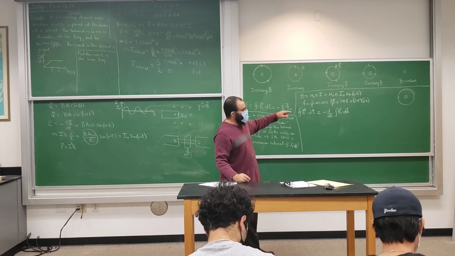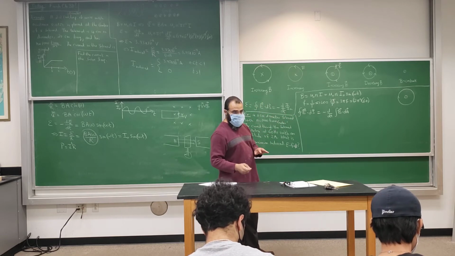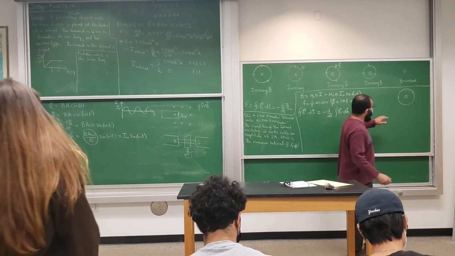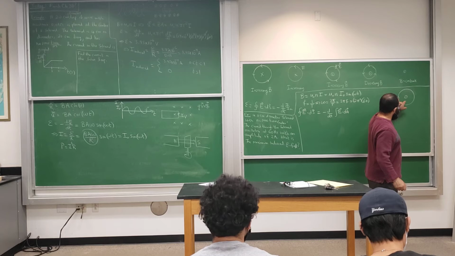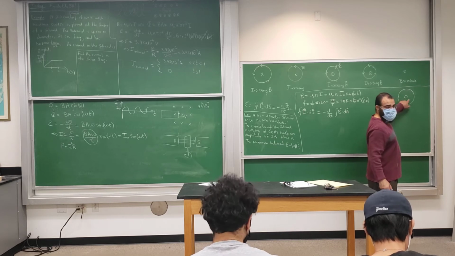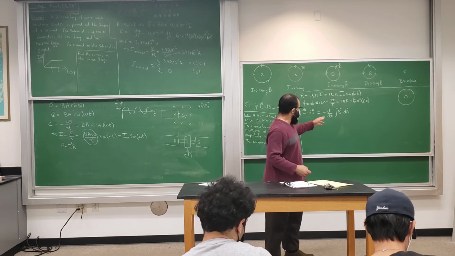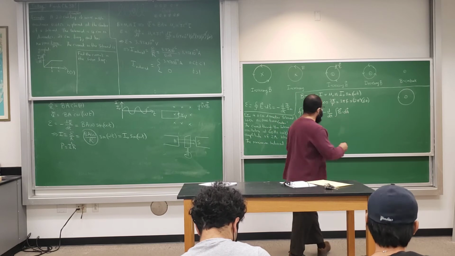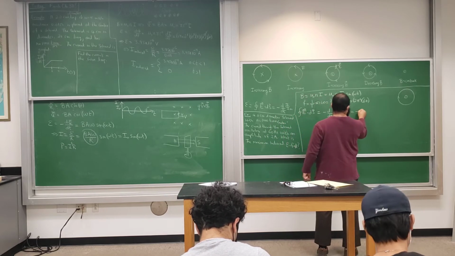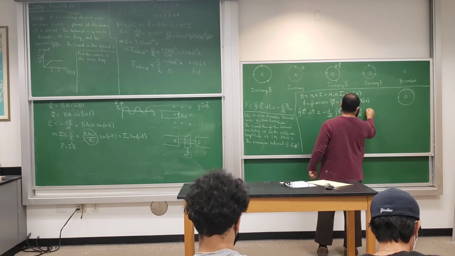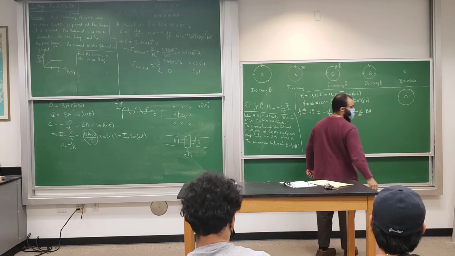Now, in this case, since the magnetic field is uniform, although it's changing, it's still the same magnetic field whether you're at the center or somewhere here. It's still the same magnetic field. So B dot dA becomes just the magnetic field times the area. So you got minus d/dt of the magnetic field times the area.